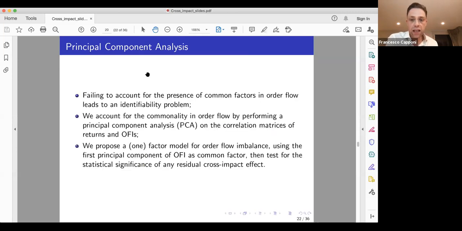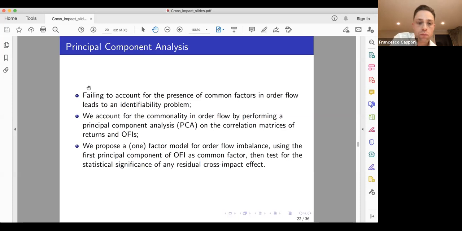If you can move to the next slide. So this is just the first approach, a direct regression. But as we explained before, and as Rama explained in the causal graph, this approach doesn't take into consideration the fact that stocks are traded in portfolios, in baskets, for many different reasons, and that not taking the commonality of order flows into account clearly creates an identification problem. So we propose a different way to identify how significant these cross-impact coefficients are and what are the main drivers of execution costs. So what we do is a PCA on the correlation matrices of returns and OFI.